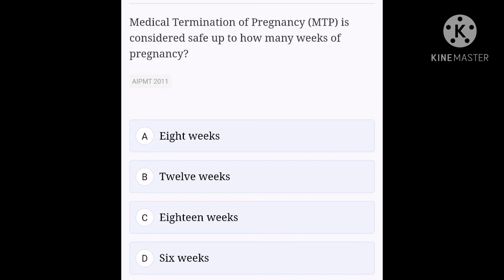Medical termination of pregnancy or MTP or abortion is the termination of pregnancy before the fetus becomes viable. MTP is comparatively safe up to 12 weeks of pregnancy. It becomes more risky after the first trimester period of pregnancy as the fetus becomes intimately associated with the maternal tissues. So option B, 12 weeks, is the correct answer.